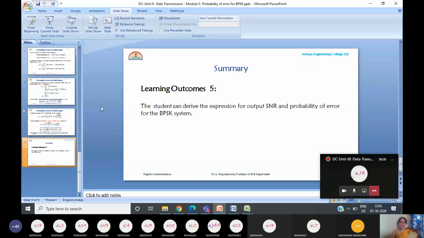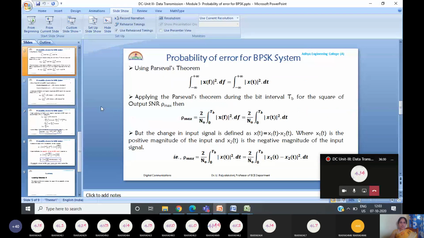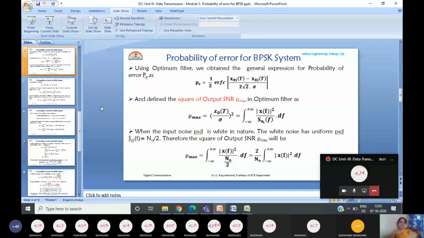Before going to BFSK, I request any one of the students to please revise what I told you, because we are following the same methodology for calculating the probability of error for every system. We are using the optimum filter probability of error expression. So please tell me what you understood, how to evaluate the probability of error. What are the steps you use to calculate it?